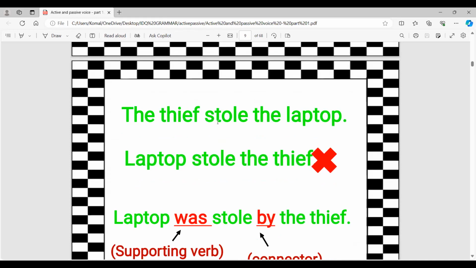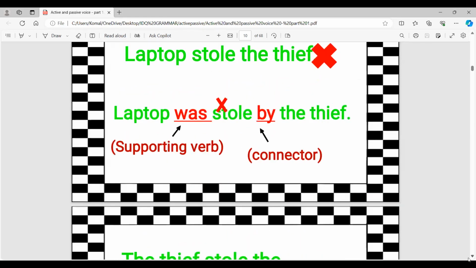Now, the laptop was. How do we know which supporting verb we have to use? For that you have to check the tense. In which tense is this sentence written? Past tense. If the sentence is written in the past tense, you have to use two supporting verbs, either was or were. But laptop is a singular subject, so you have to use was. Then stole, then by the thief. Okay? This is clear, but still this is wrong.